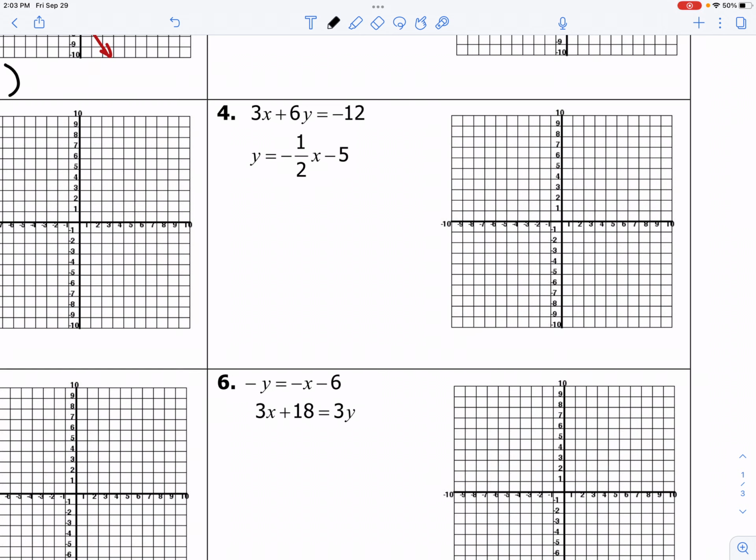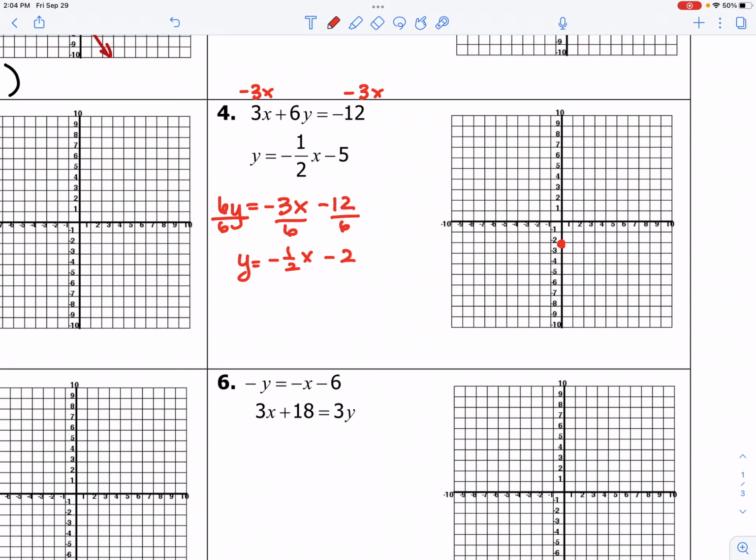Notice that here, that first equation is not solved for y, so I need to solve for y here. So first thing I'm going to do is I'm going to move that 3x over as a negative 3x to this other side. And then I'm going to divide everything by 6. That leaves me with y equals negative 1/2 x minus 2. And now I'm going to graph that one, starting with my y-intercept of negative 2.